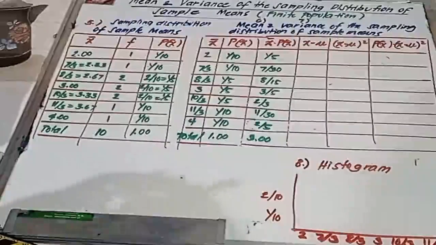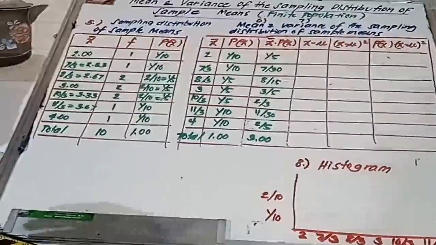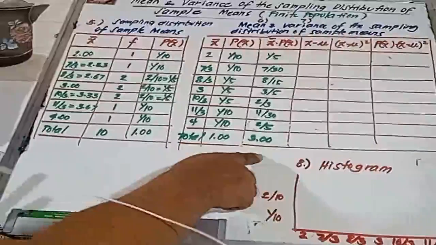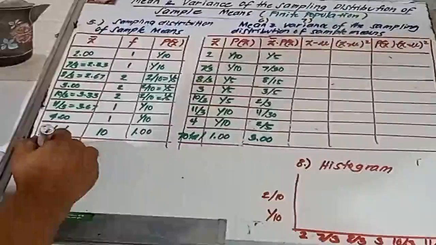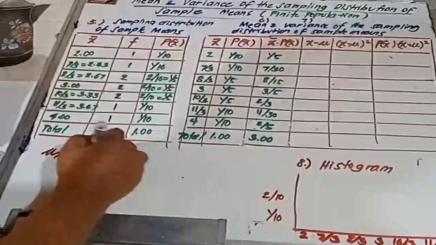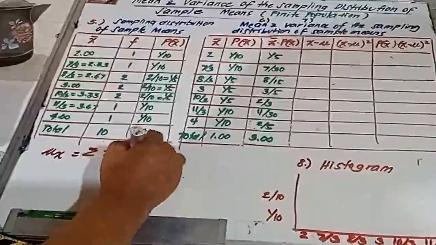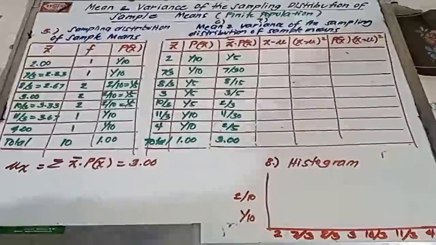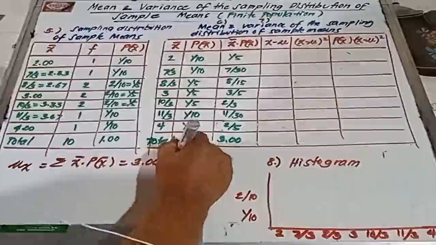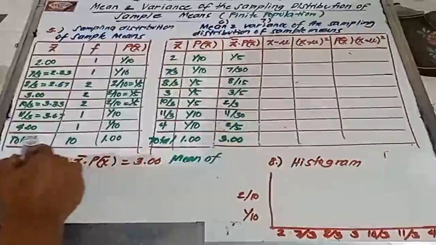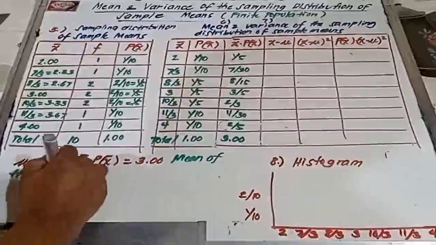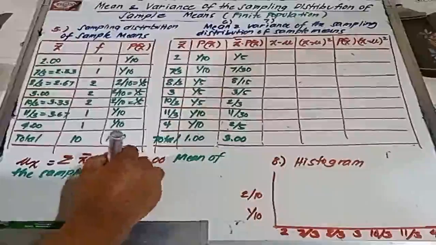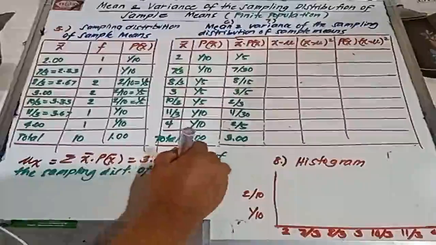Now, to compute for the variance, complete natin itong 3 columns na to. We have x minus mu. Yung mu natin dito is a population mean. Ang population mean natin kanina is equal to 3.00 rin. Now, isulat ko lang ito. This value is our mean ng ating sampling distribution. It's equal to summation of x bar times probability of x is equal to 3.00. Ito yung ating mean ng sampling distribution of the sample mean of sample means.